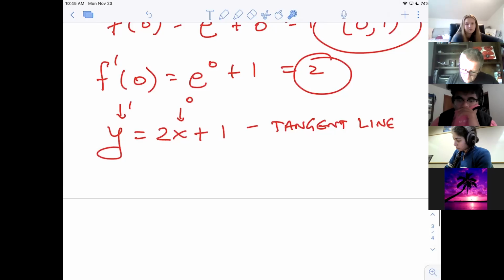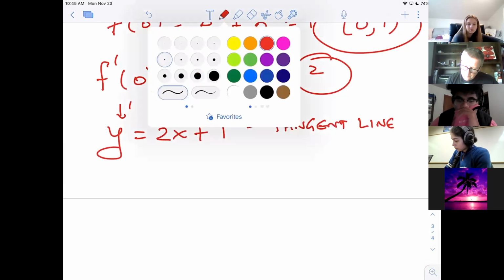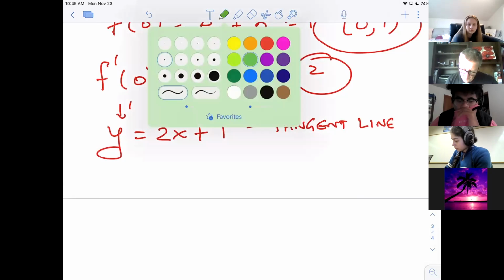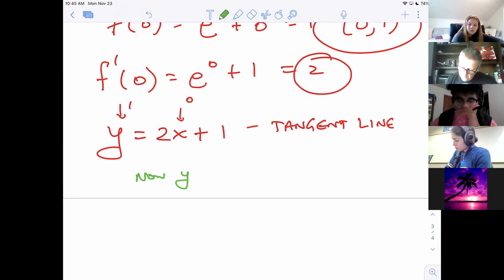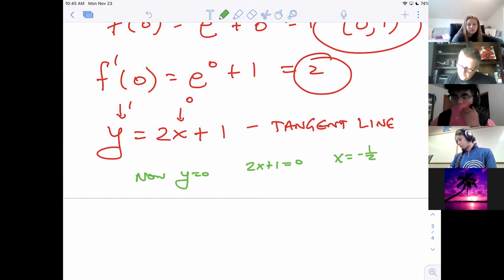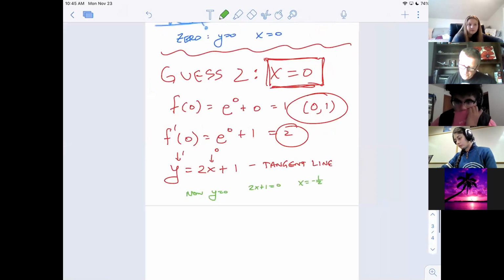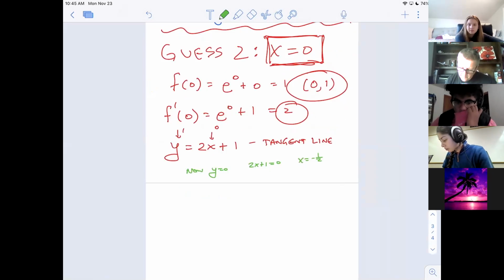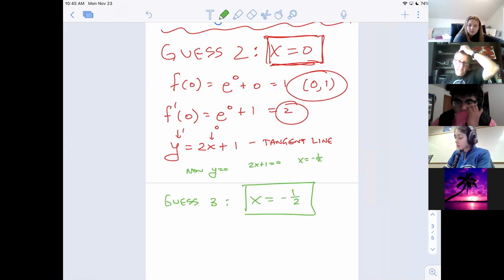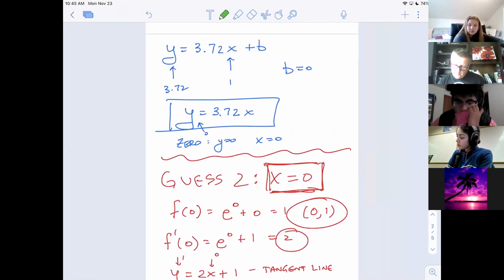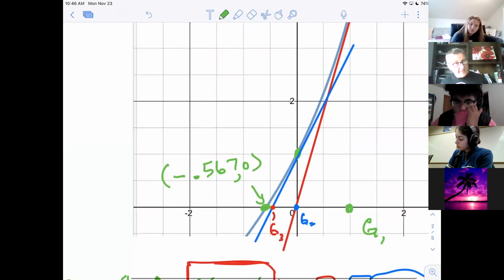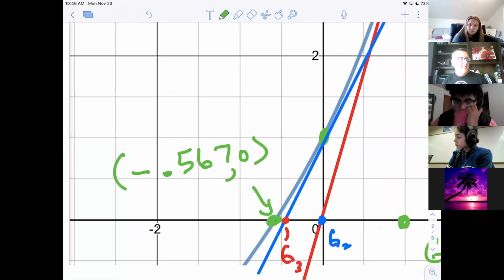So now, y equals 0. So I end up with 2x plus 1 equals 0. I subtract 1, and x is negative 1/2. And so I just arrived at guess 3, which is x equals negative 1/2. So that's better. Remember, the answer to this was negative 0.567, and we're already at negative 1/2.